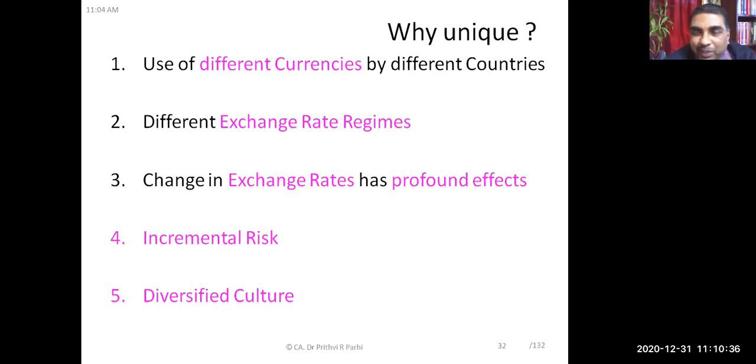And one more thing for the uniqueness of this subject, international trade and business, is the diversified culture. Culture is different in different countries. Yes or no? The kind of advertisement you are doing in India may not be suitable in, let us say, a Middle East country, because their culture is different. Here you can comfortably sell your product by using one kind of advertisement, but the same advertisement may not click in some other country.